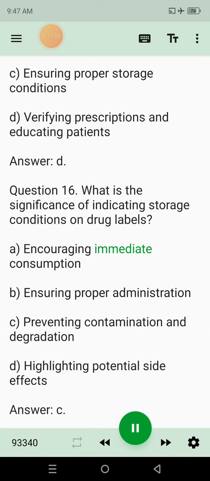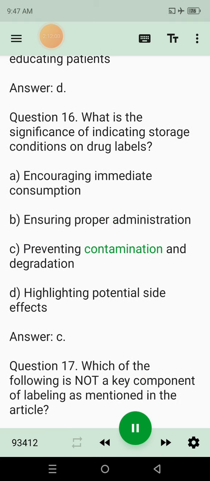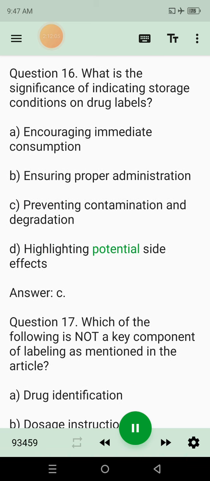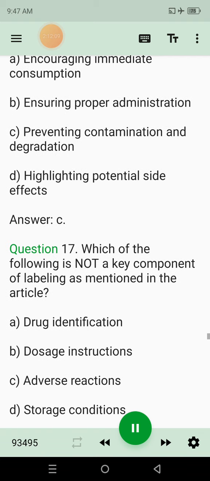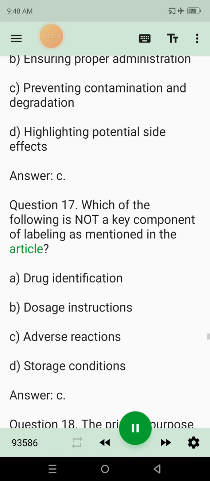Question 16. What is the significance of indicating storage conditions on drug labels? A. Encouraging immediate consumption. B. Ensuring proper administration. C. Preventing contamination and degradation. D. Highlighting potential side effects. Answer. C.